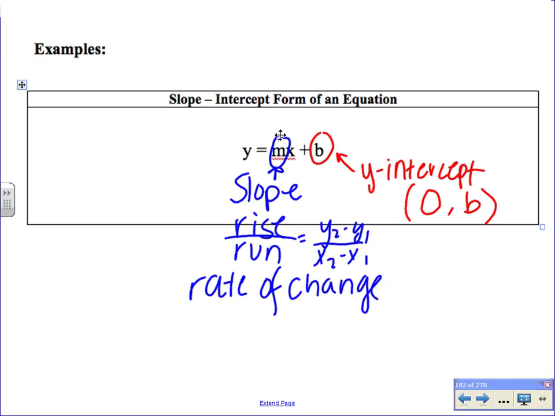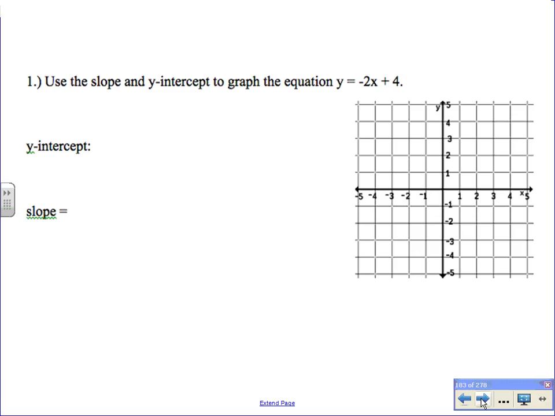Okay, so use the slope and the y-intercept to graph the equation y equals negative 2x plus 4. So now we're doing the same one. y equals negative 2x plus 4. And right under it, I'm going to label y equals mx plus b, so I know which part is in which place.